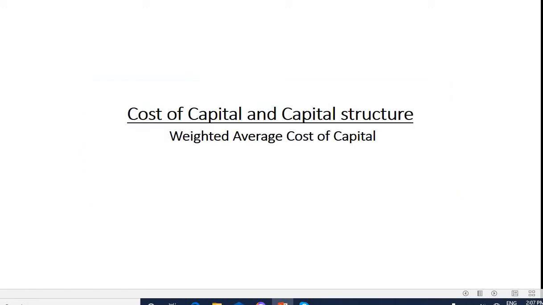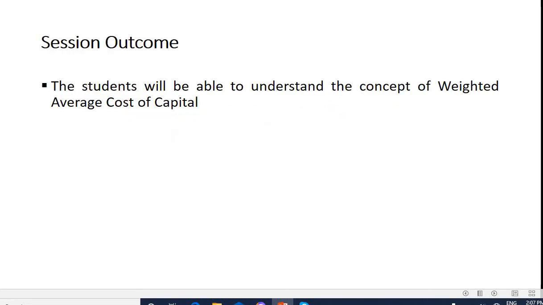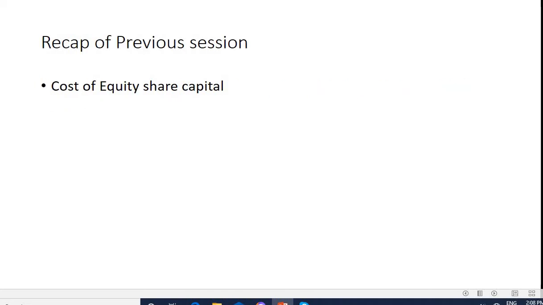Today, let us discuss, under the cost of capital and capital structure unit, the concept of weighted average cost of capital. The outcome of this session is to make you able to understand the concept of weighted average cost of capital.